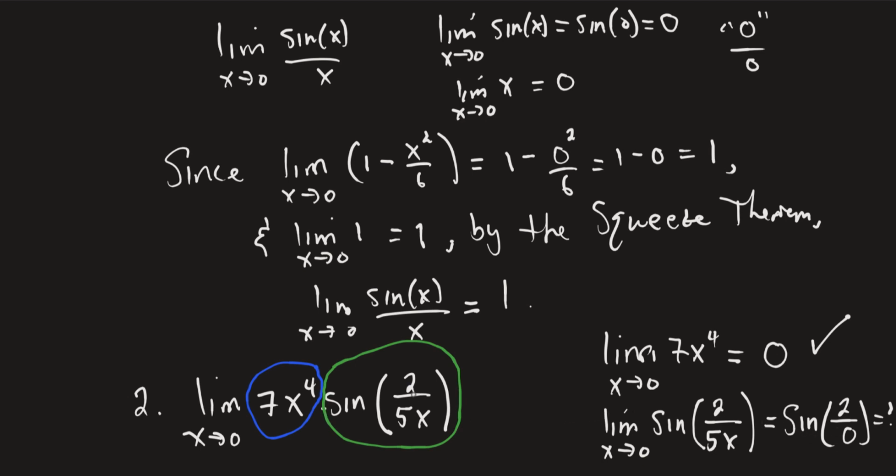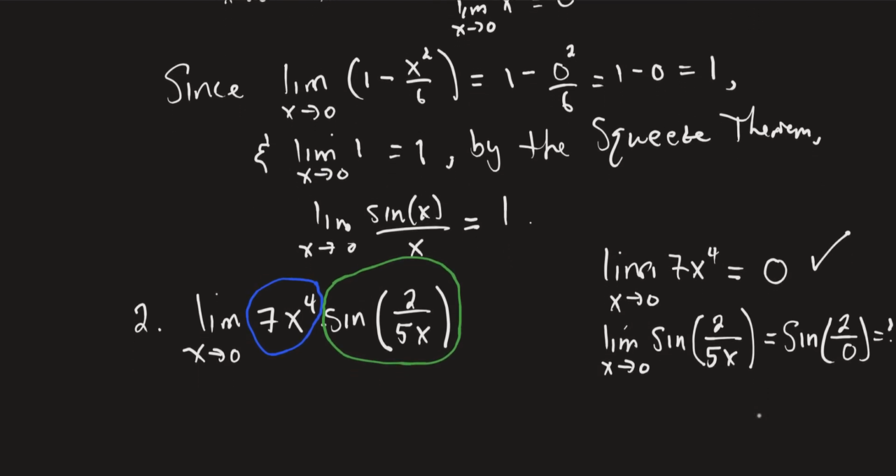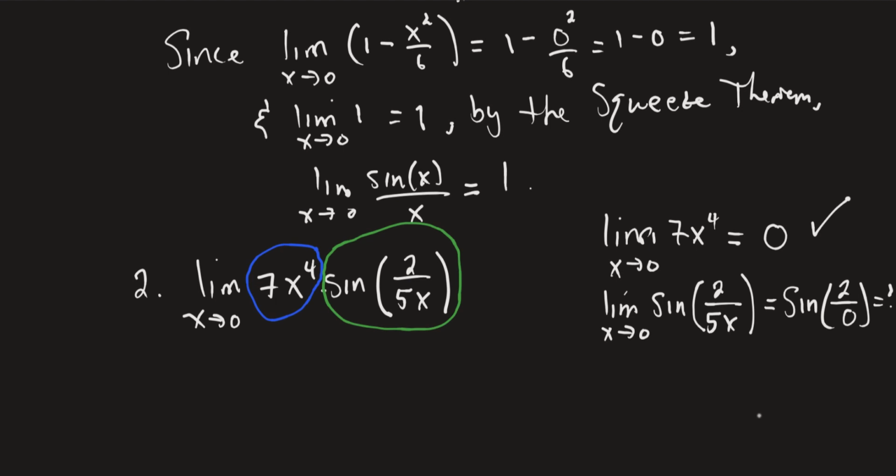So the question is, what happens to the product? Well, because one of the factors doesn't have a limit, we can't use that direct limit property. So we have to somehow use an indirect approach, and the squeeze theorem gives us that opportunity. Now, for the squeeze theorem, we need an inequality. Now, one thing we know for sure is this.